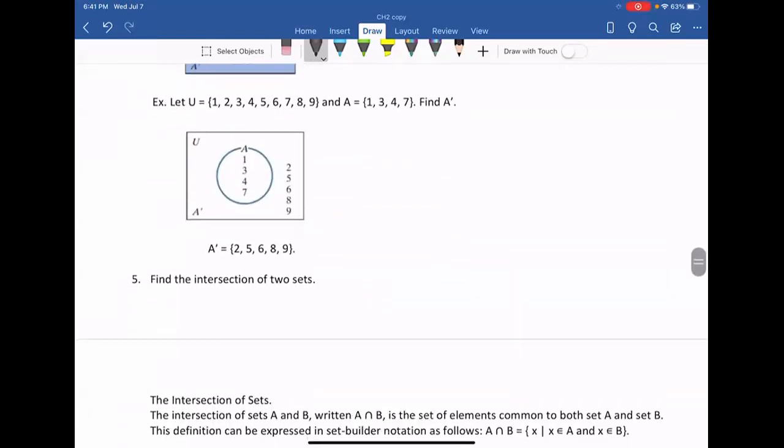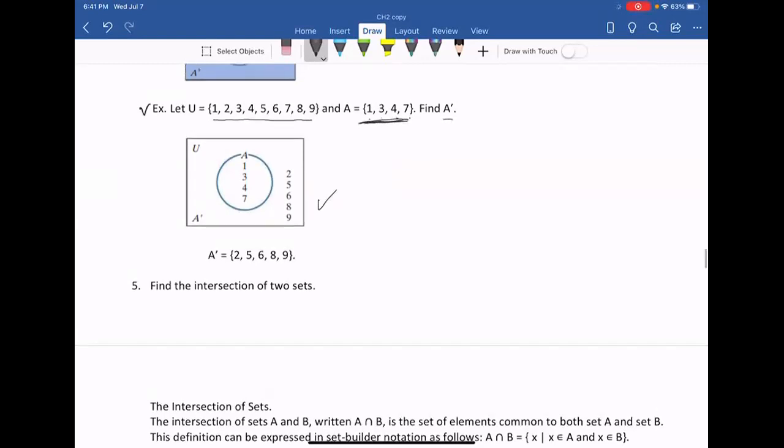Let's go on to the next example. Let the universal set equal 1, 2, 3, 4, 5, 6, 7, 8, 9. And A is 1, 3, 4, 7. Find the complement of set A. You can use the Venn diagram, and you can also just cross out the elements in A from the universal set, which means A is 1, 3, 4, 7. Cross out 1, 3, 4, 7. So the rest of them are the complement of set A, which is 2, 5, 6, 8, 9.